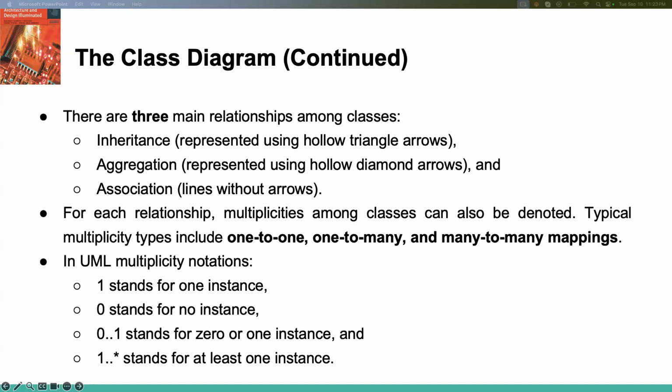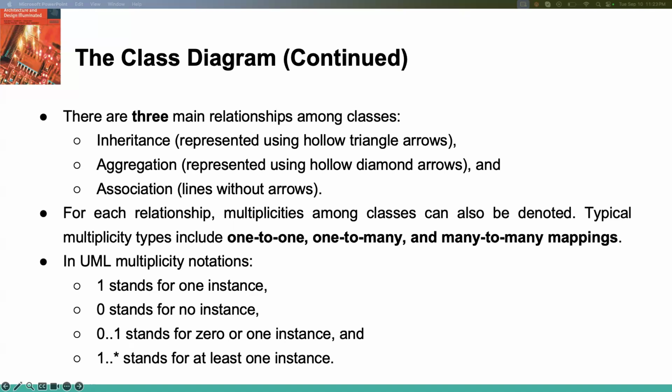Multiplicity defines how many instances of one class can be associated with instances of another class. Some typical multiplicity types include one-to-one. Each instance of a class is associated with exactly one instance of another class. One-to-many. One instance of a class can be associated with multiple instances of another class. And many-to-many. Many instances of one class can be associated with many instances of another class.